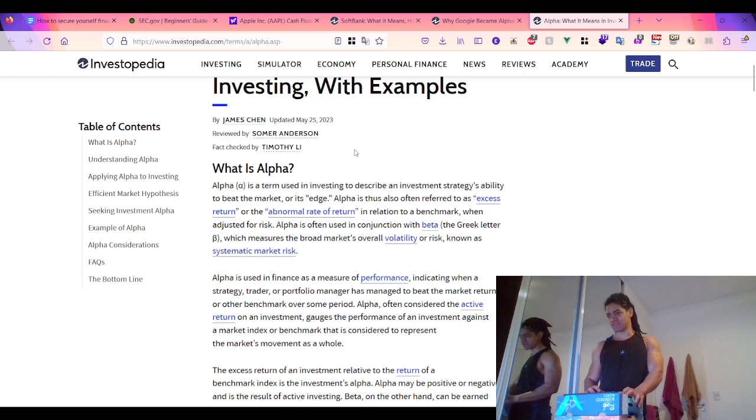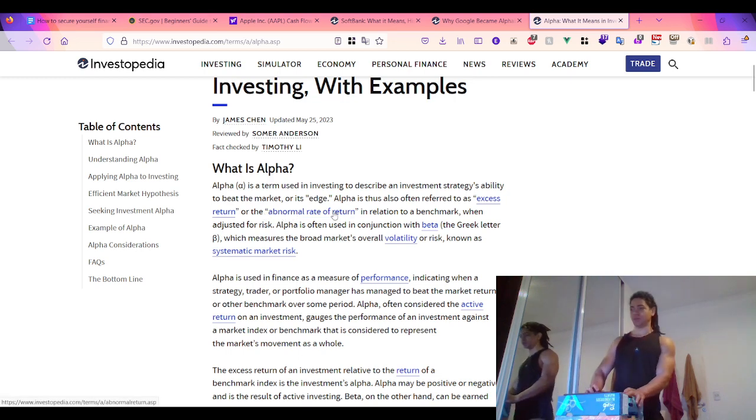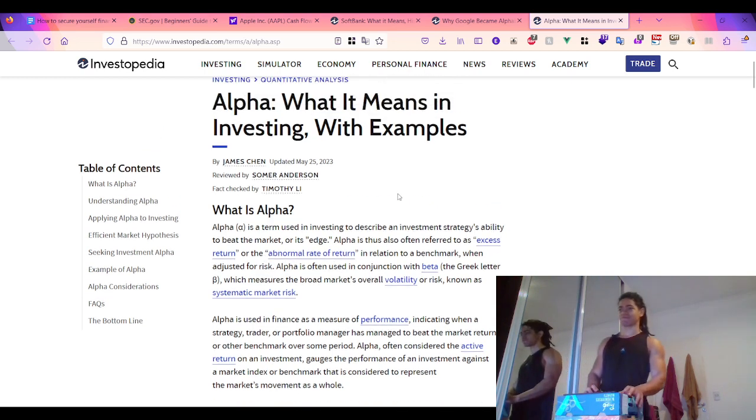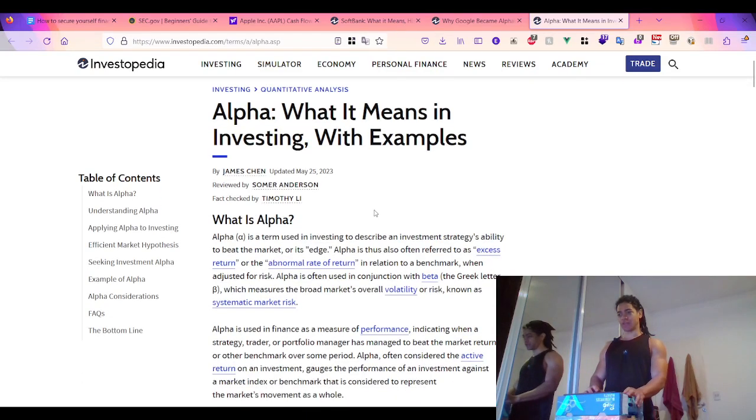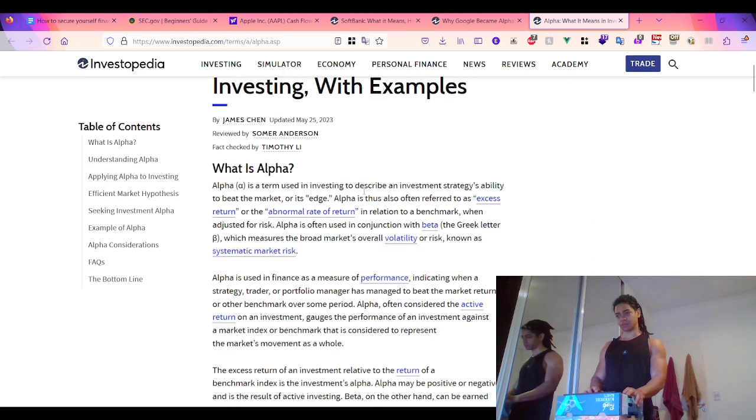It's a term used in investing to describe an investment strategy's ability to beat the market, or it is edge. Alpha is thus also often referred to as an excess return or the abnormal rate of return. Interesting. So in finance, this is an investment strategy describing the excess return or abnormal rate of return.